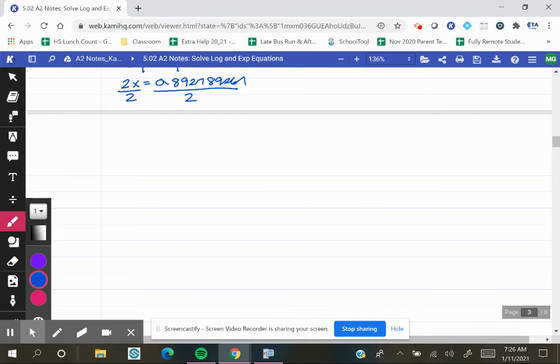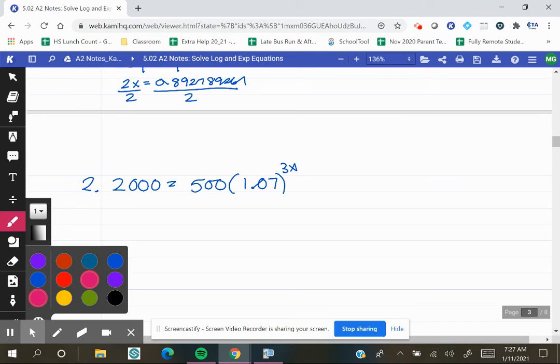All right, let's try another one. So 2,000 equals 500 times 1.07 raised to the 3x. Take a moment here, see if you can figure out what scenario you would be in, and then try to take this as far as you can.